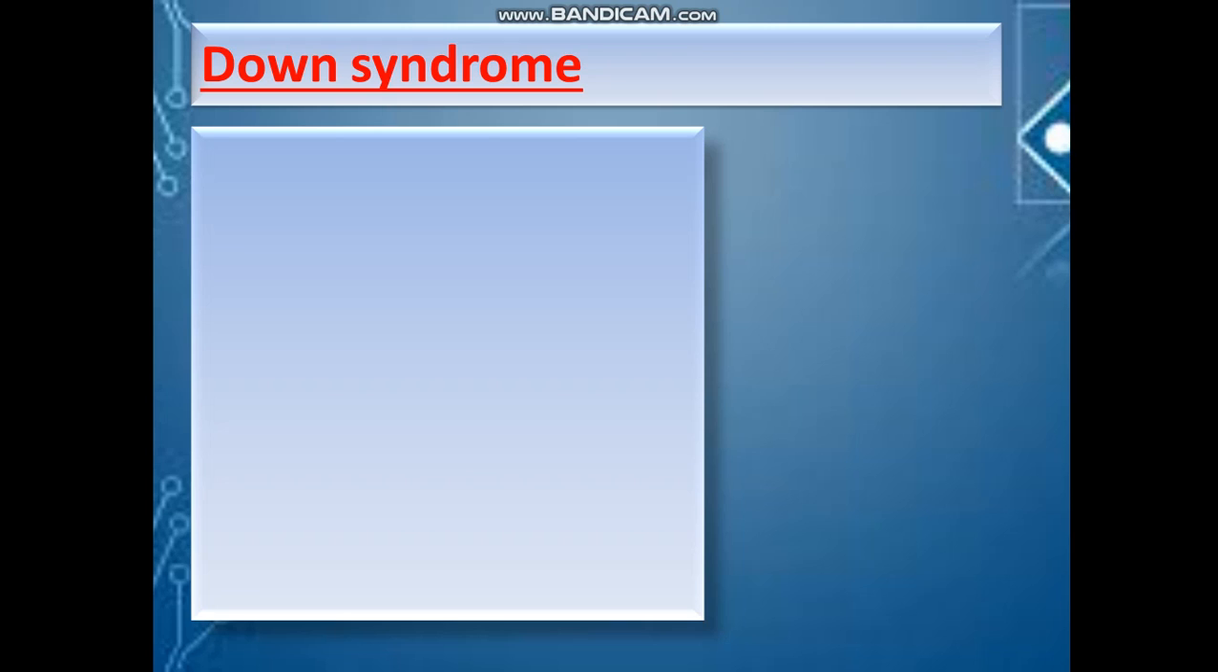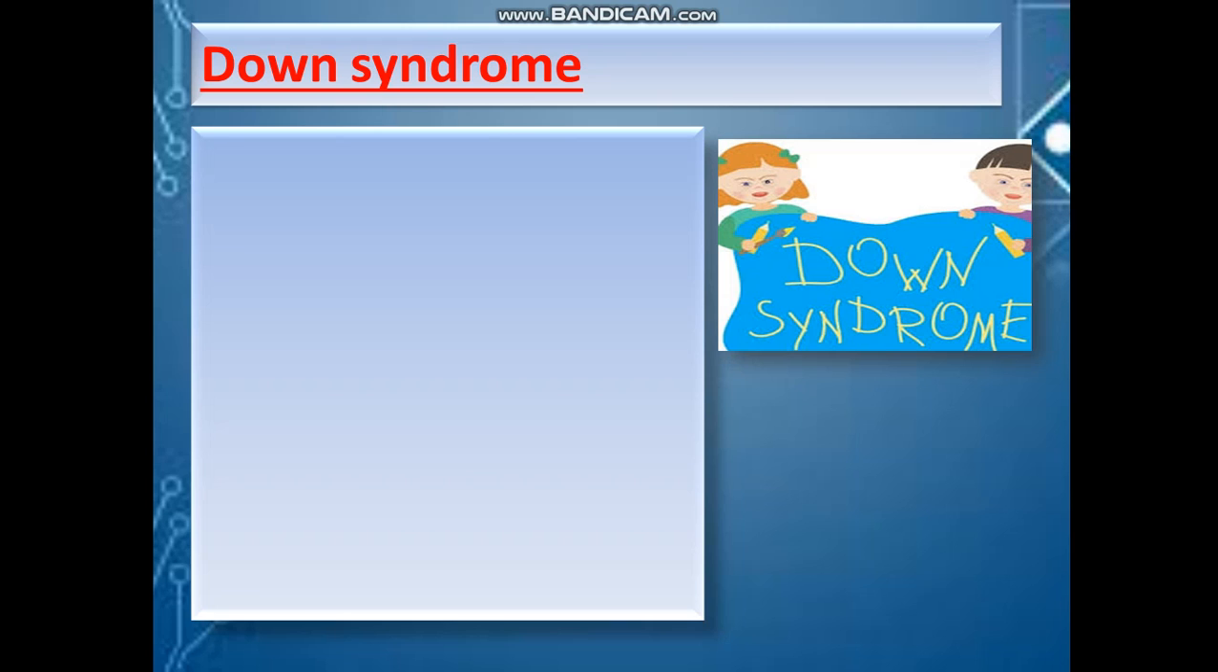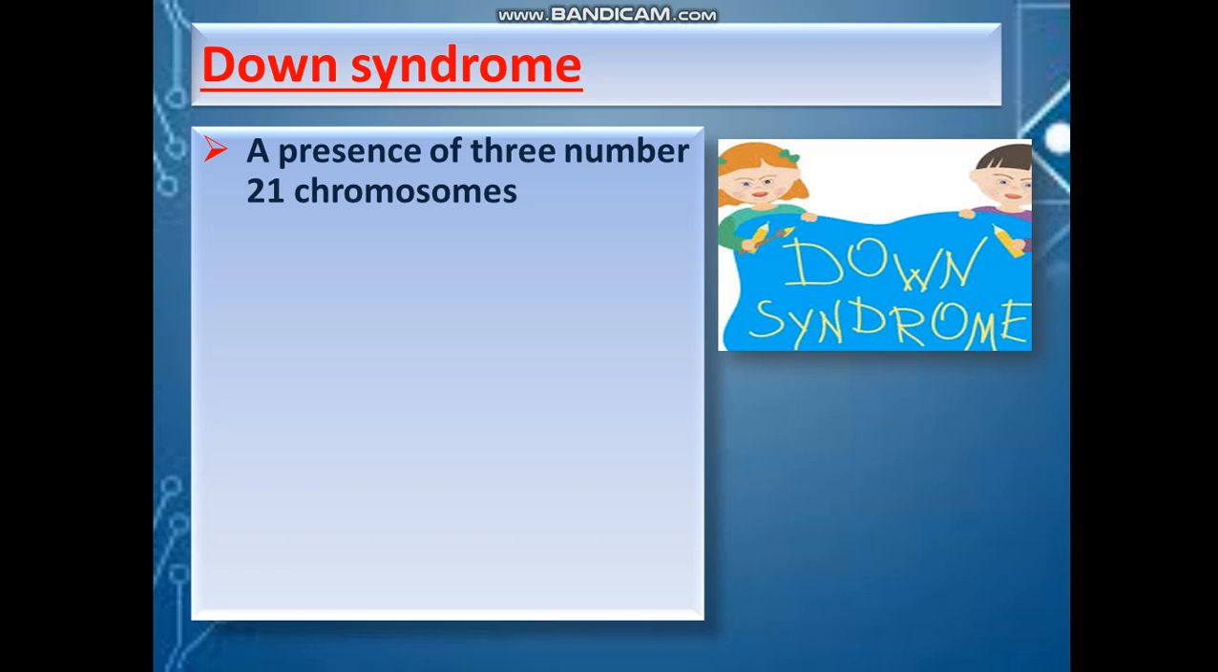Let's begin with Down syndrome. Down syndrome, or trisomy 21 syndrome, is the presence of a third chromosome number 21 rather than the normal two. The normal body cell contains 46 chromosomes, numbered from 1 to 23 in pairs. In Down syndrome, the body cell contains three copies of chromosome number 21.